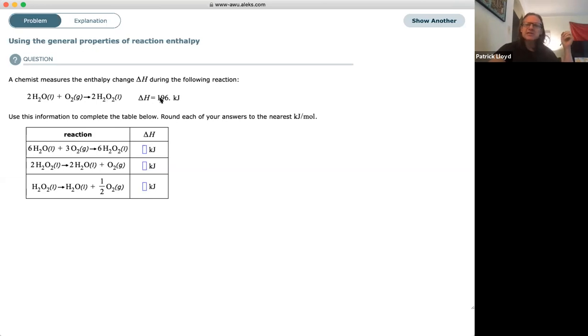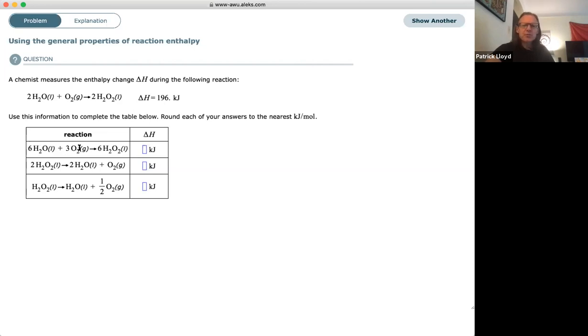So what happens to delta H? If you multiply the balanced equation by a number, you multiply delta H by the same number. So if you multiply this equation by 2, so this becomes a 4, a 2, and a 4, you just multiply this by 2 and it becomes 392. If you multiply this by half, this becomes a 1, a half, and a 1. You multiply this by a half and it becomes 98. That's all you got to do. So really, it's a little puzzle.